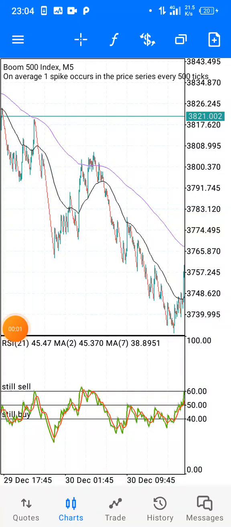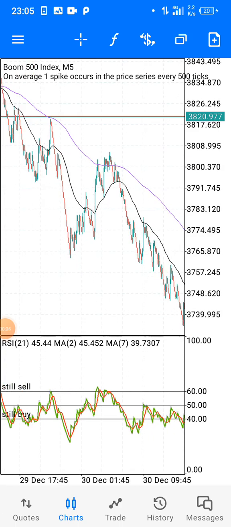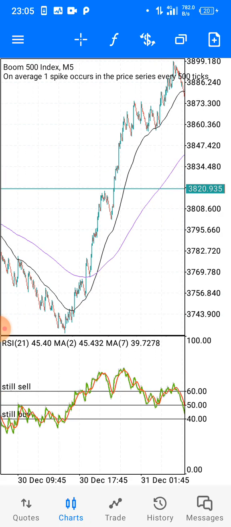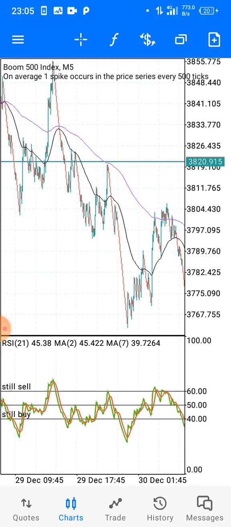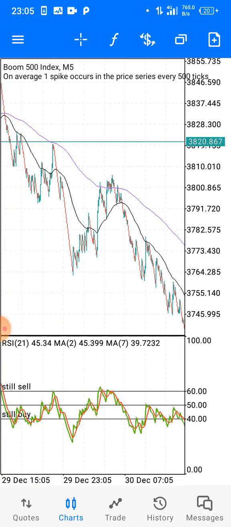So this is the best boom and crash strategy that you will ever get. Of course, there may be a few others, but this is one of the best. This is for both catching spikes and trading ticks. It's very profitable, I promise you that. So stick around to the end and I will show you exactly how you do it.